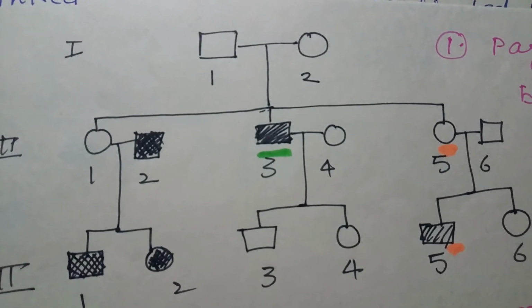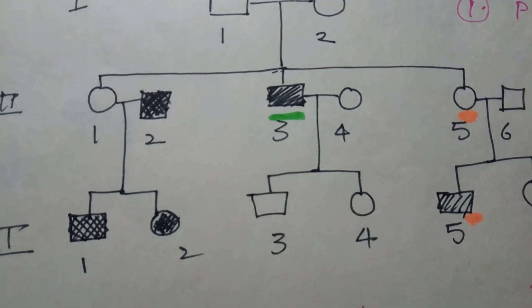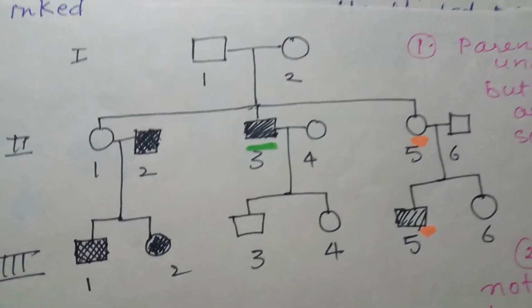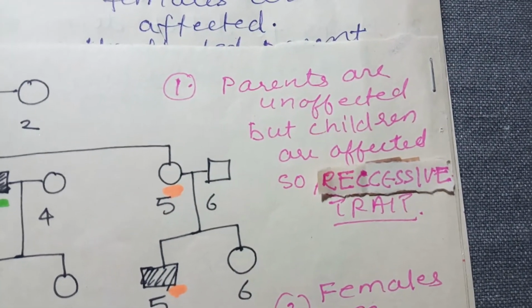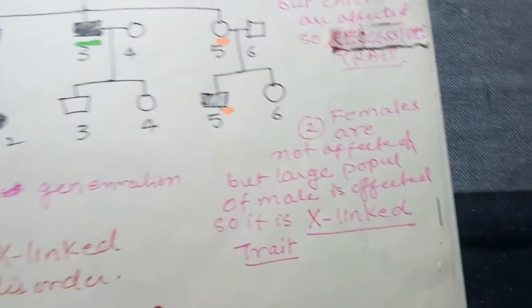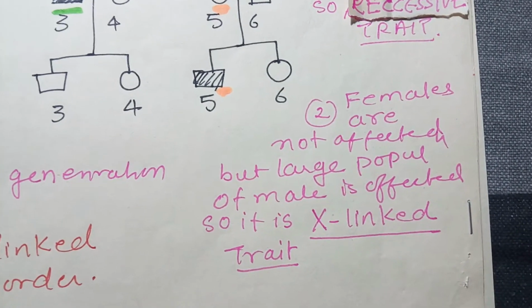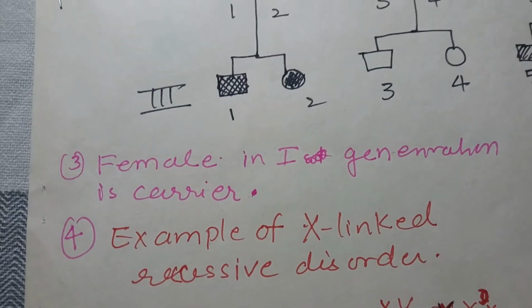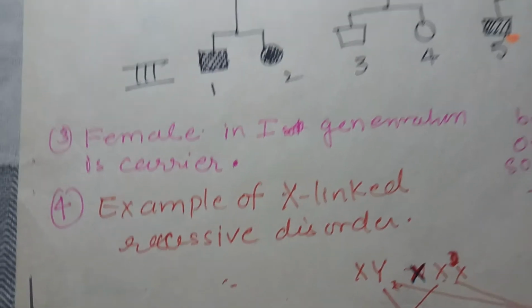So what kind of disorder is this? X-linked recessive disorder, such as color blindness. Hemophilia we have done already. So parents are unaffected but the children are affected, so it is a recessive trait. Then females are not affected but a large population of males is affected, so it is an X-linked trait. The female in the first generation is a carrier, so this is an example of an X-linked recessive disorder.